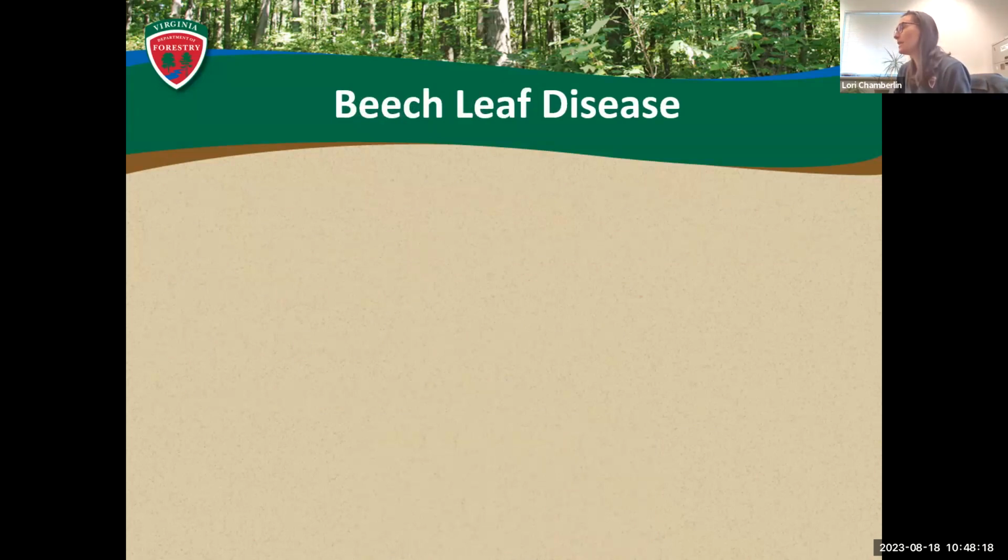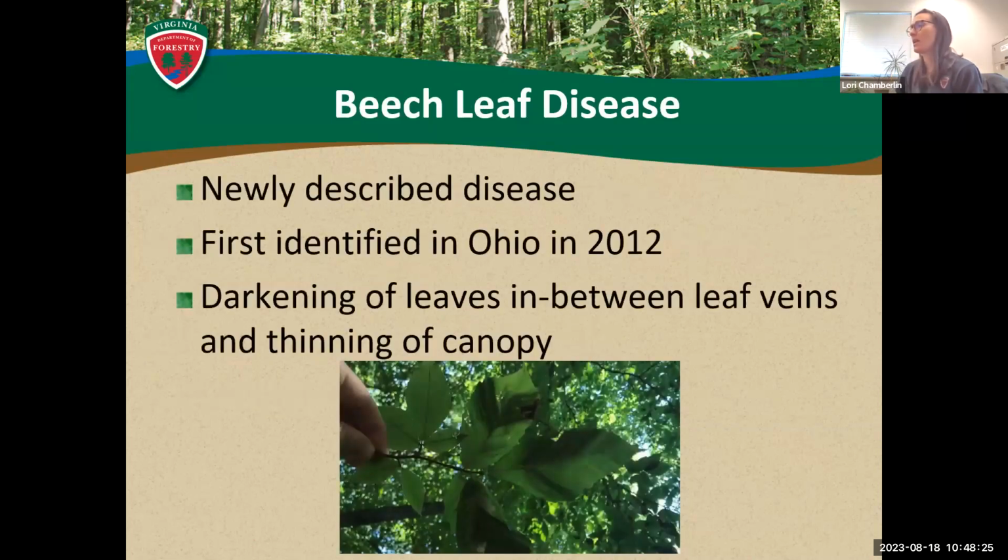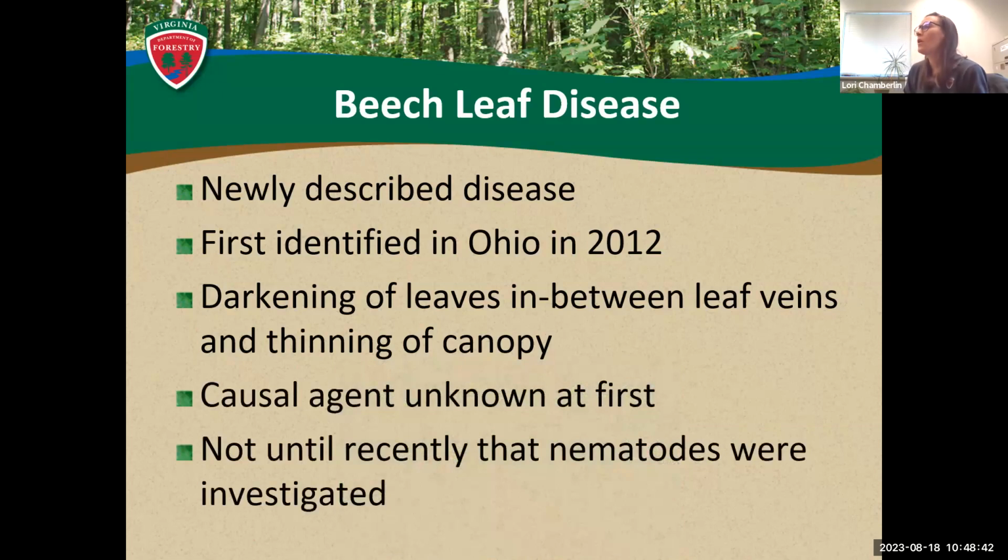All right, a few minutes left, so I wanted to mention beech leaf disease, which is an emerging forest health threat in Virginia. It's a newly described disease. It was first identified in Ohio in 2012. And it leads to darkening of leaves in between leaf veins and thinning of canopies. When they first saw these symptoms, they couldn't figure out what was causing it. The causal agent was unknown at first. And so it actually wasn't until recently that nematodes were investigated.